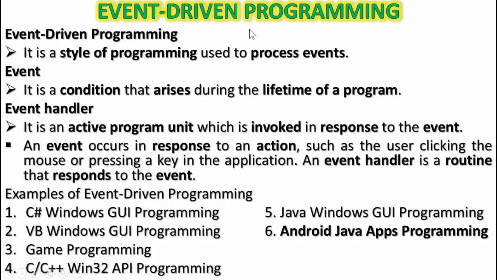Event-driven programming is a style of programming used to process events. An event is a condition that arises during the lifetime of a program. An event handler is an active program unit which is invoked in response to the event. An event occurs in response to an action such as the user clicking the mouse or pressing a key in the application. An event handler is a routine that responds to the event.